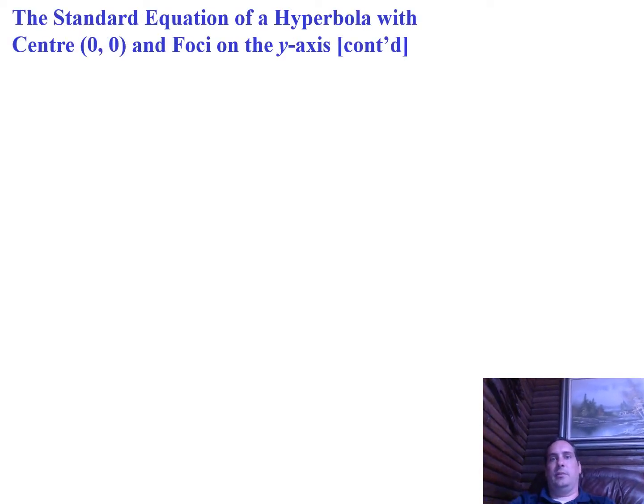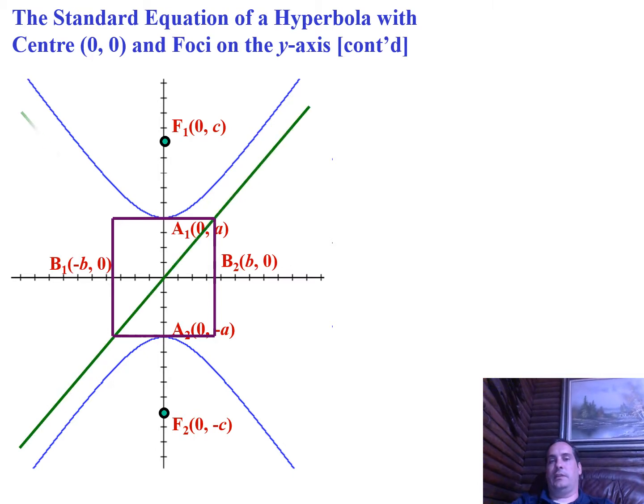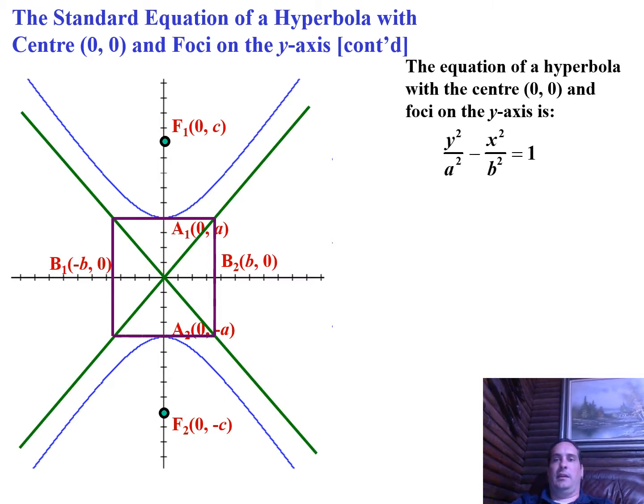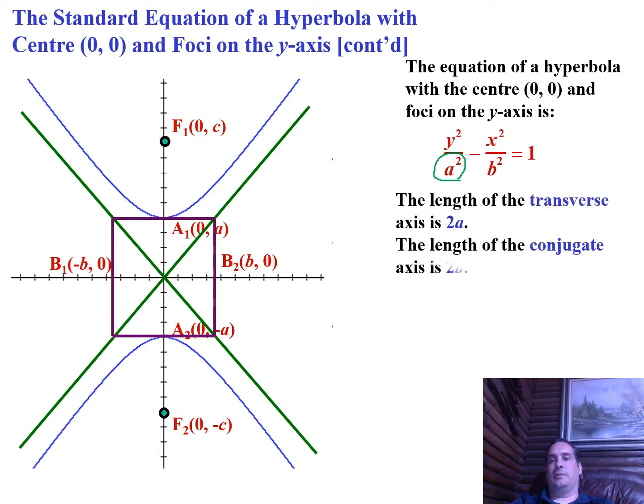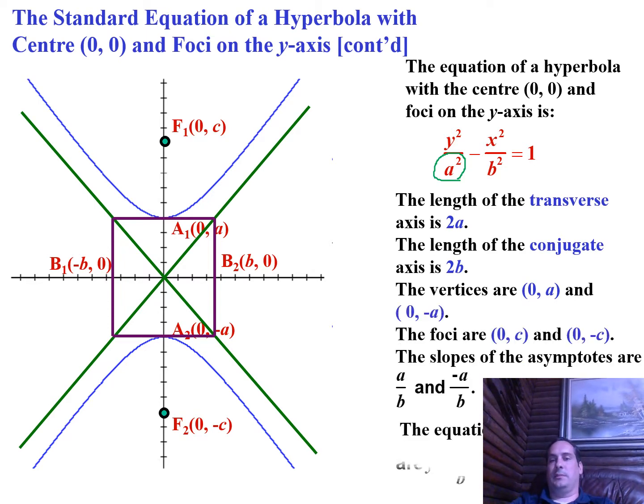Alright, the standard equation of a hyperbola with the center at 0, 0 and the foci on the y-axis. If I look at this, the A comes first, remember, because that's y, and it's always going to be the positive one. And then the transverse axis is 2A, the conjugate is 2B, etc. Let's go ahead and try some of these.